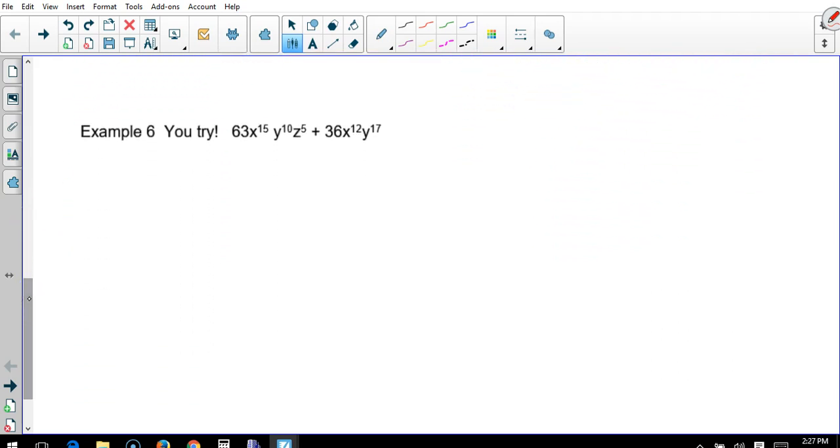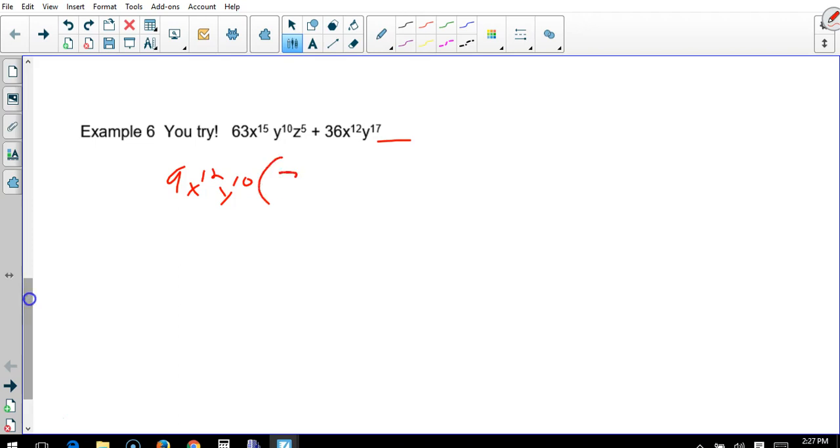Well, you try, but I'm here, so let's just do this. So what goes into 36 and 63? 9. What goes in x15 and x12? Smallest one. y10 and y17? y10. z5 and no z? We can't pull out z because it's not common.